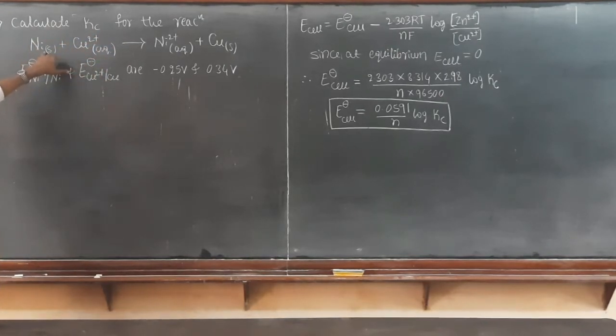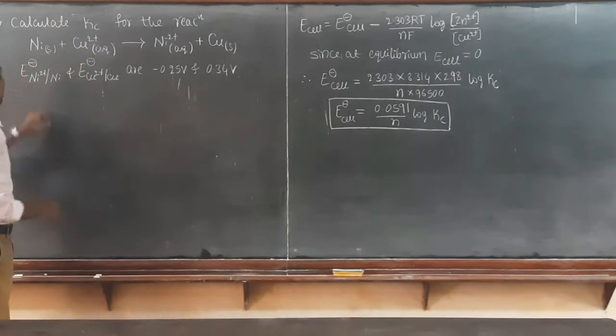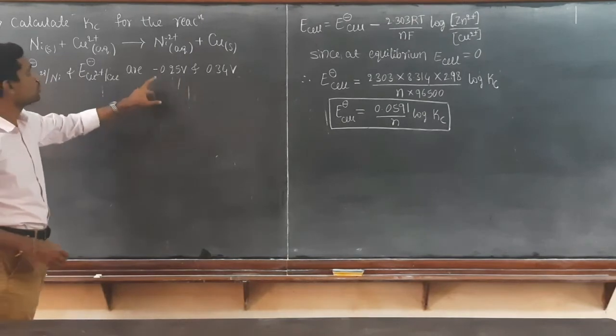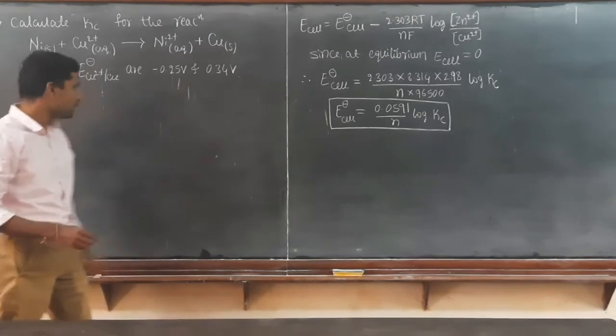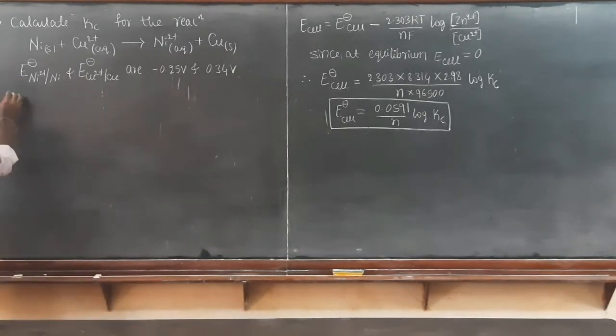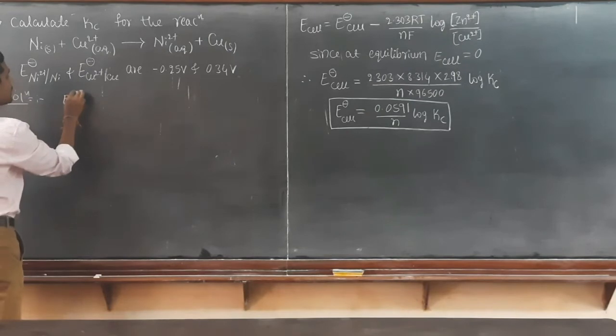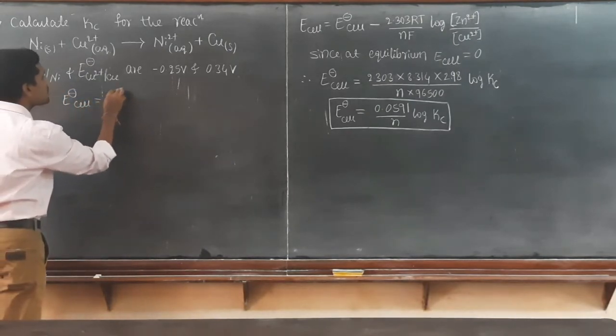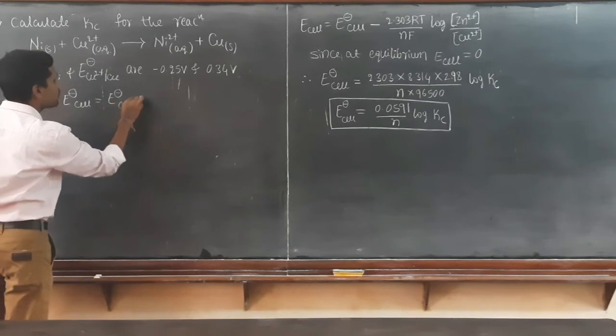a reaction. For this type of reaction, the standard electrode potential of nickel as well as of copper are given. So you have to calculate Kc. First, the solution for this one: you have to calculate E naught of the cell. Already you know this: EMF of the cathode minus EMF of the anode.